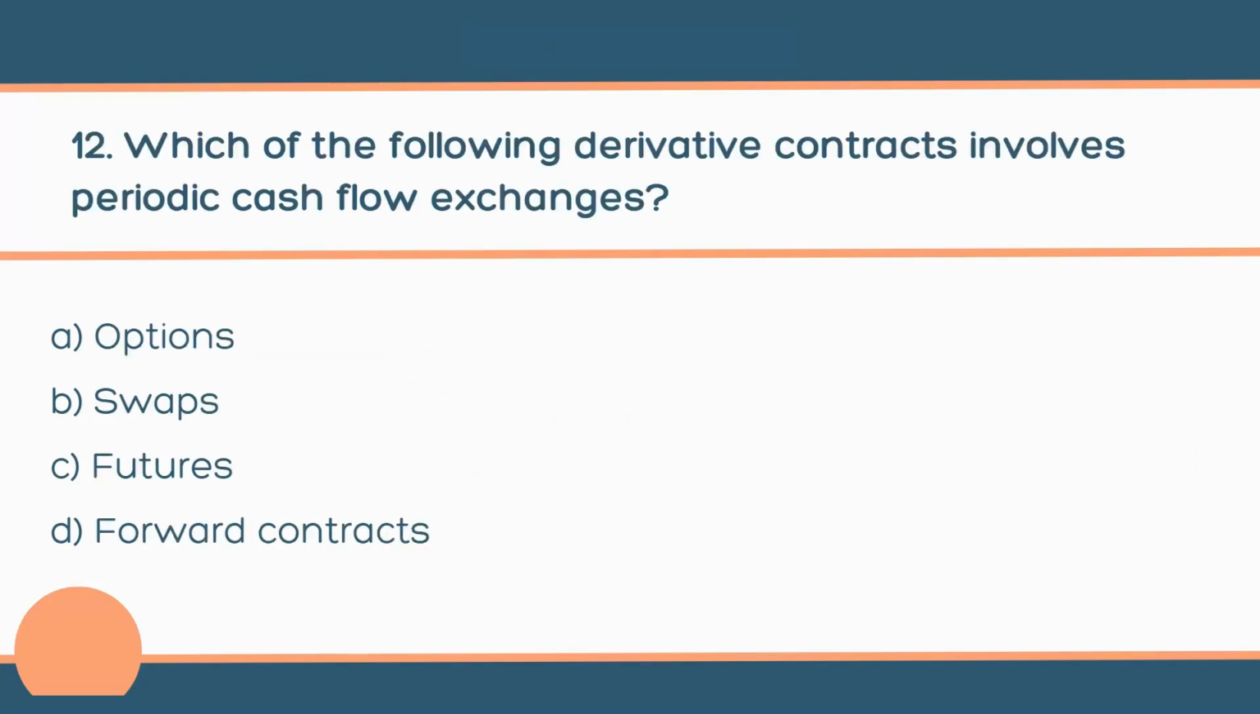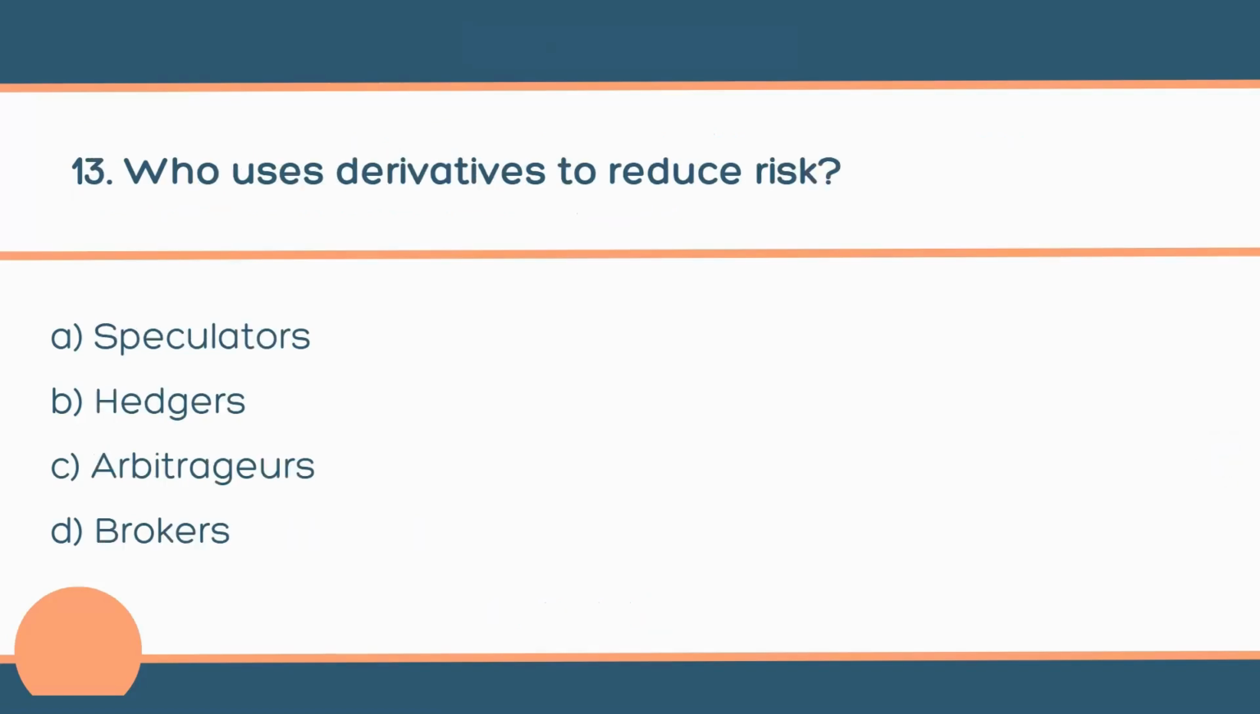Which of the following derivative contracts involves periodic cash flow exchanges? Swaps involve regular exchange of cash flows, such as in interest rate swaps. So the answer is swaps. Who uses derivatives to reduce risk? Hedgers use derivatives to protect themselves from future price changes. So the answer is hedgers.